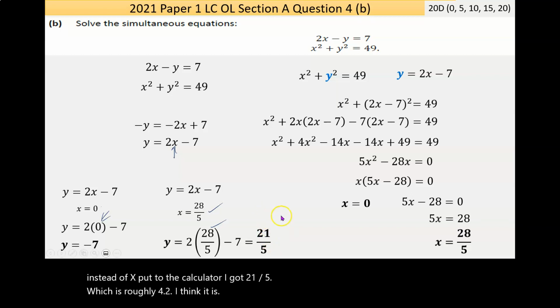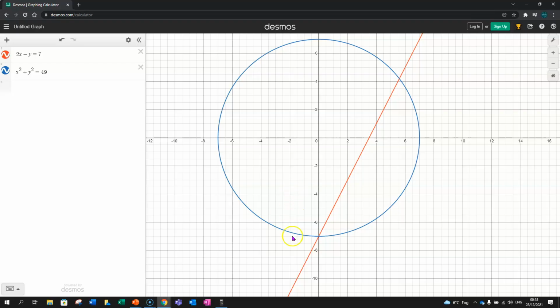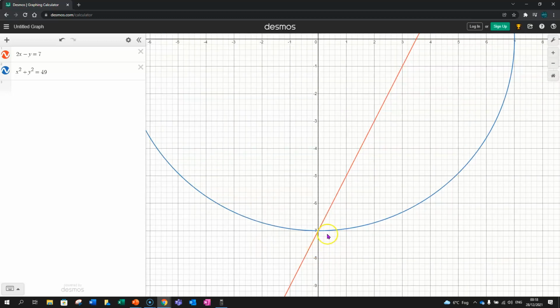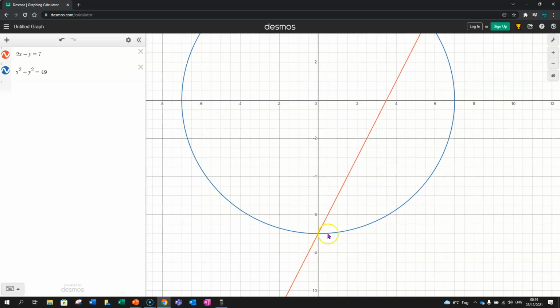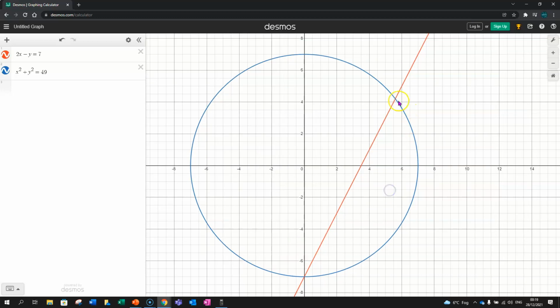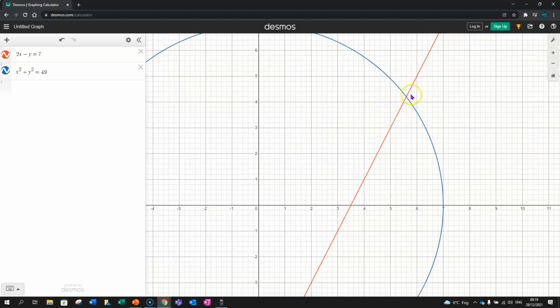So let's go back and see my two values. 0 on the x and minus 7 on the y. You see there that's -7. And then the other one here was 5.6 on the x and 4.2 on the y. So that's the x value there, and that's the y value there. So those are the points I got.